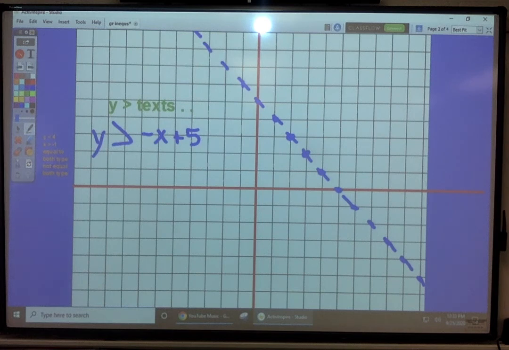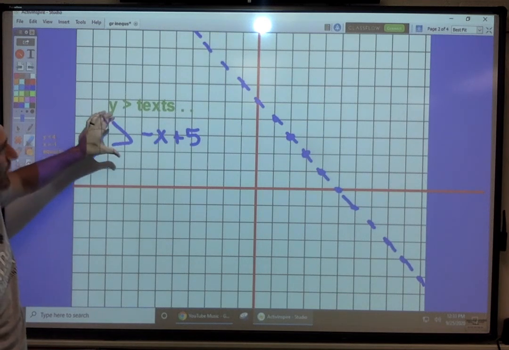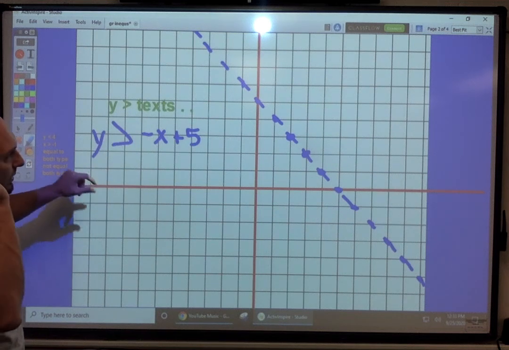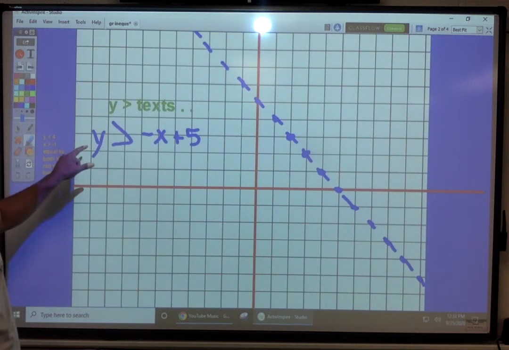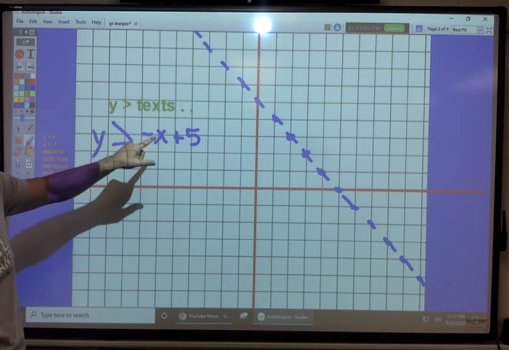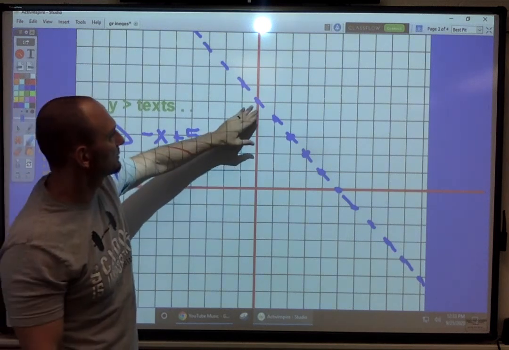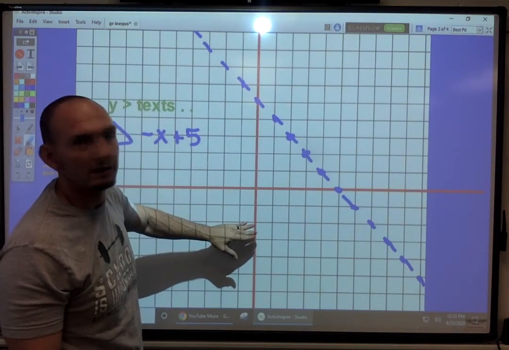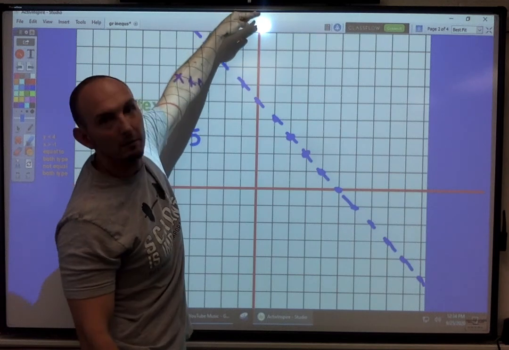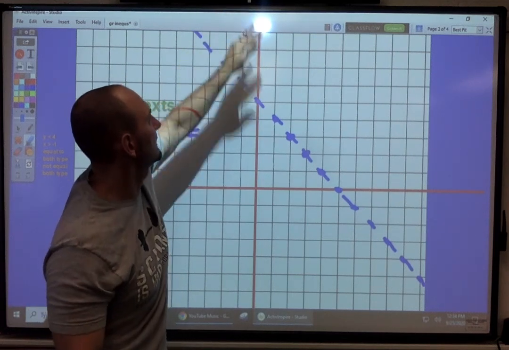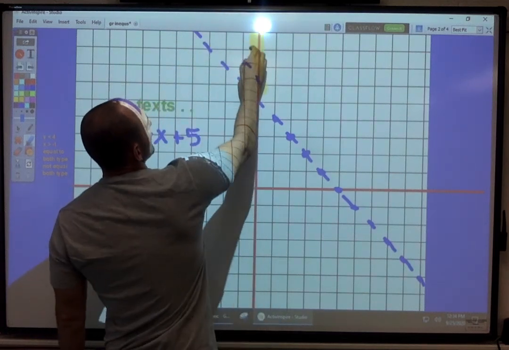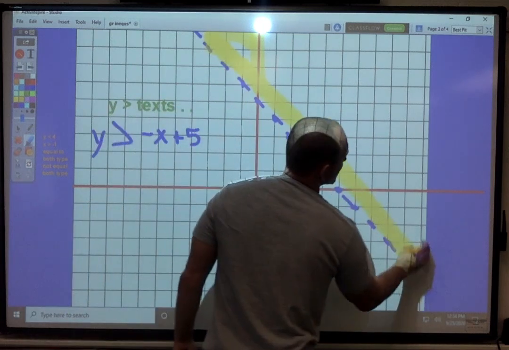Okay. So now we're going to focus on the shading. y is greater than the line. So where are the y values bigger than that line? Well, these y values are smaller than the line. These are going to be above it. They're greater than the line. So that's kind of how I view this.